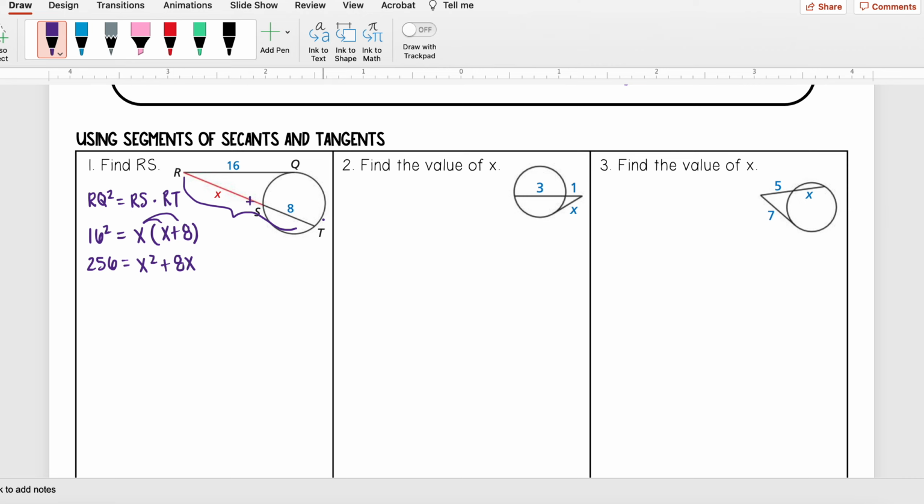Now again, I see here that I do have an x squared. That means that this is a quadratic function. So to solve this, I'm going to use the quadratic formula. But in order to use the quadratic formula, I need it set equal to 0. So I'm going to need to move this 256 to the other side first. So I have 0 is equal to x squared plus 8x minus 256.